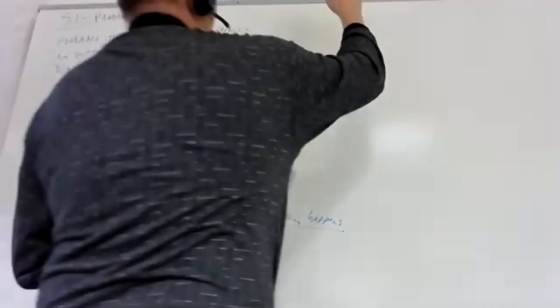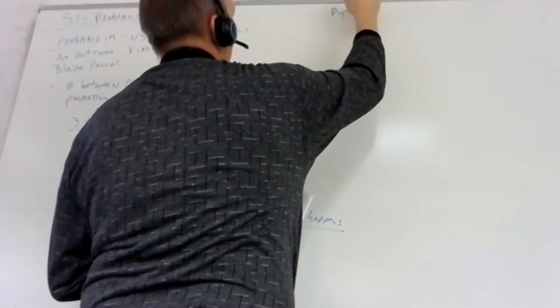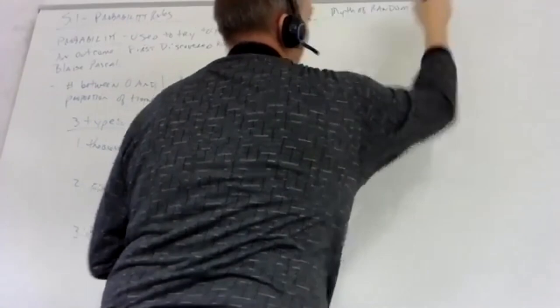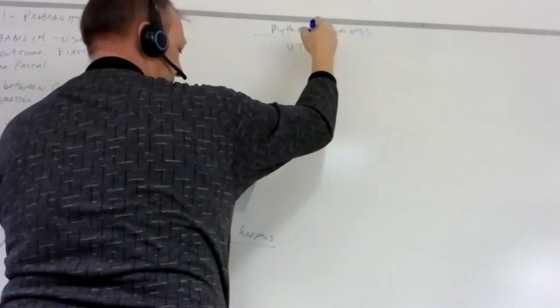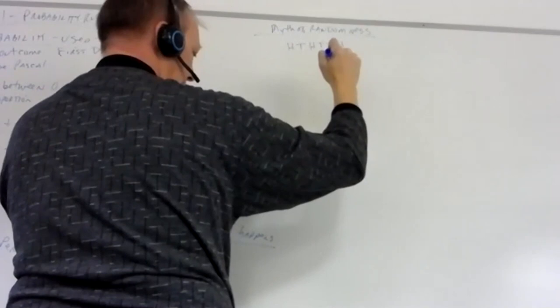Let's talk a little bit about the myth of randomness. Okay. Let's say, I'm still on there barely. Let's say that I toss a coin 6 times and one time I get heads, tails, heads, tails, tails, heads. Another time I get tails, tails, tails, heads, heads, heads.